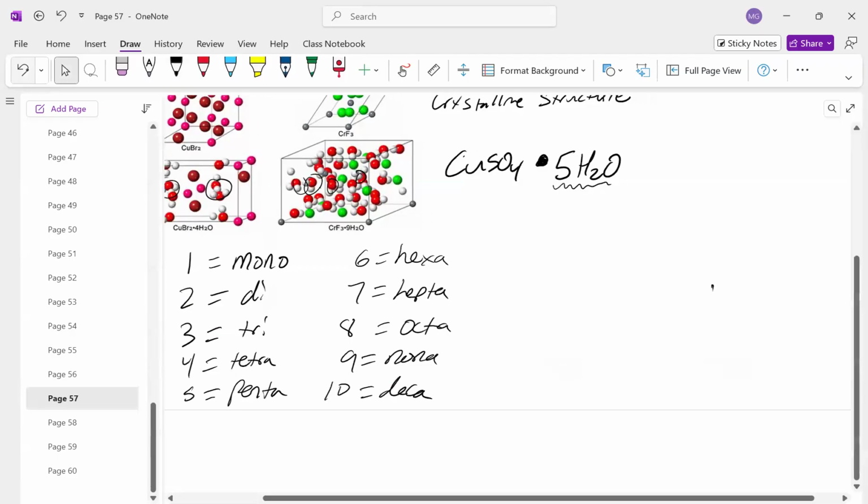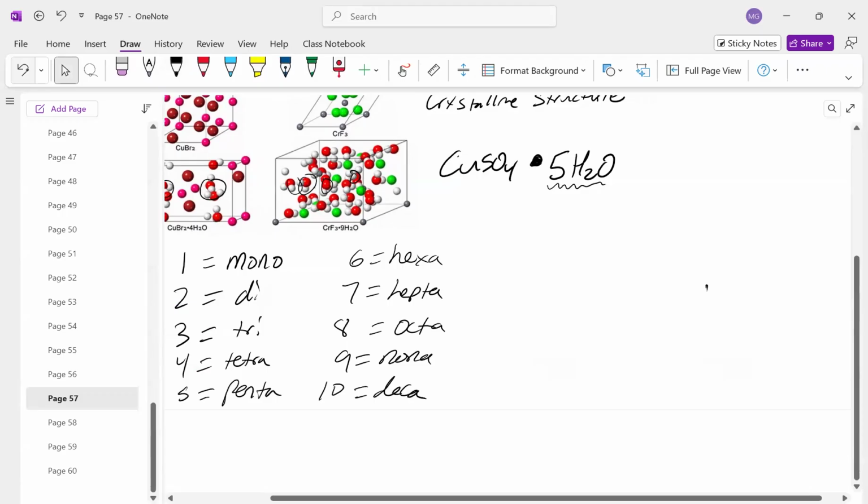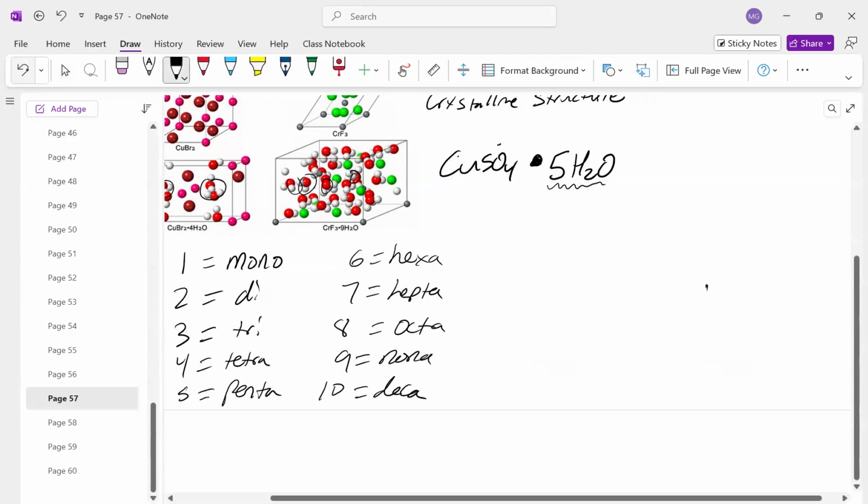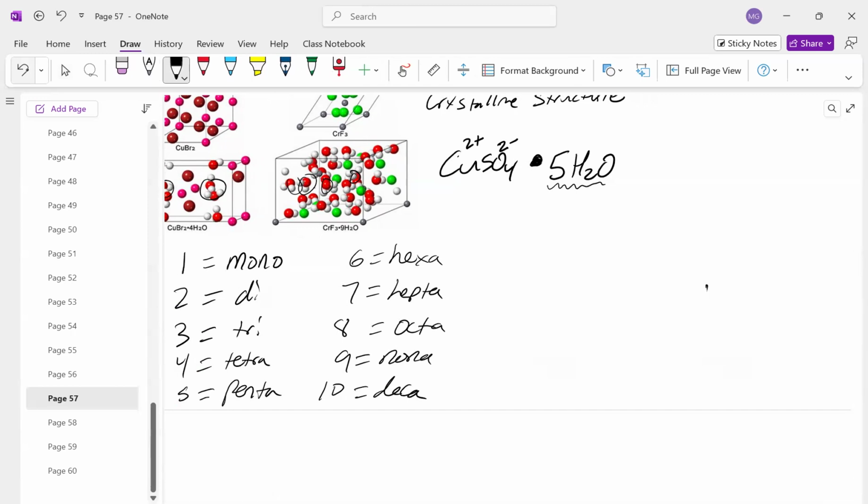All right, so let's name this hydrate. So I have copper, and that's a transition metal. So I need to know its charge. If sulfate's -2, copper has to be +2 so that everything adds up to 0. So I'm going to say copper 2 sulfate. And then I'm going to name the water part of this. I put a prefix penta because there's 5 waters, and then I say hydrate.